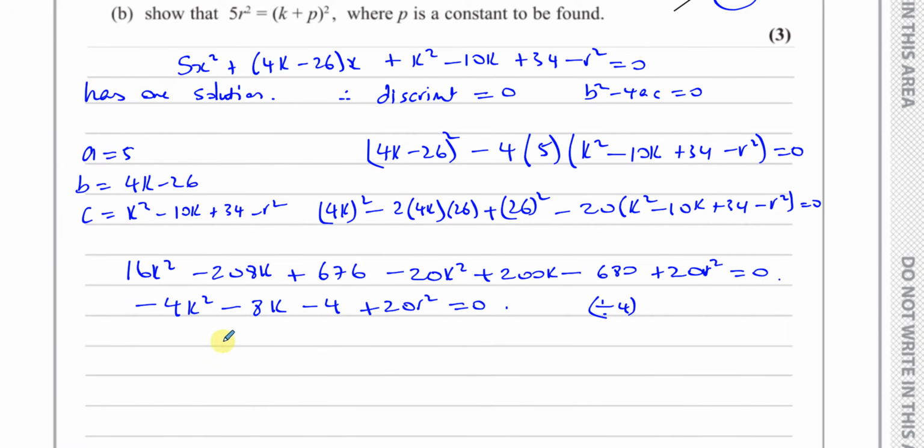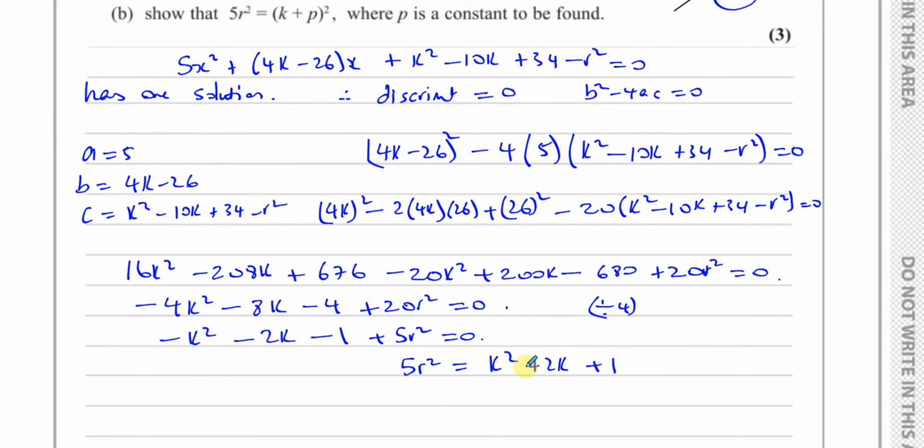Each of these terms is divisible by 4. So I have minus k squared minus 2k minus 1 plus 5r squared equals 0. This looks a bit promising now because we have to show this. So let me just keep the 5r squared here and add each of these terms to both sides. So plus k squared plus 2k and plus 1.